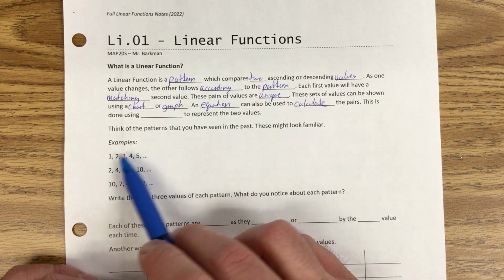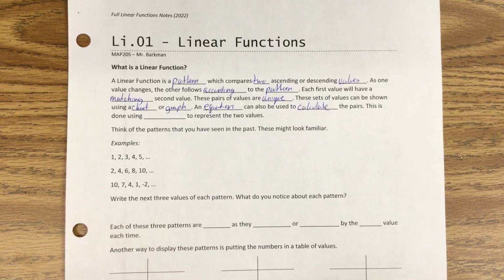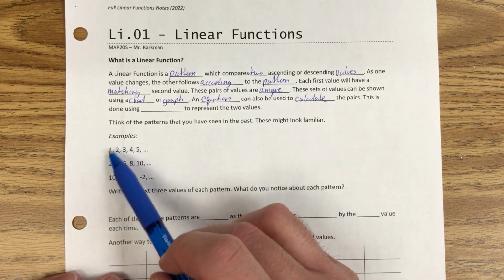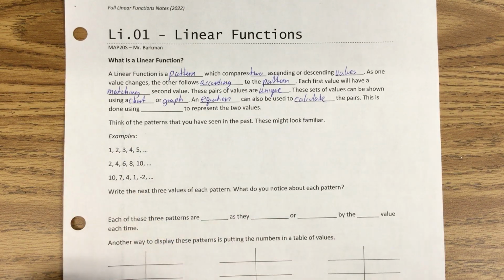So if we take a look at this example here, we have the pattern 1, 2, 3, 4, 5. This is the first, second, third, fourth, and fifth value in the pattern. It happens that the first value is 1, second is 2, third is 3. So if I were to ask you what the 10th value would be, well, we would say 10. The 100th value would be 100.